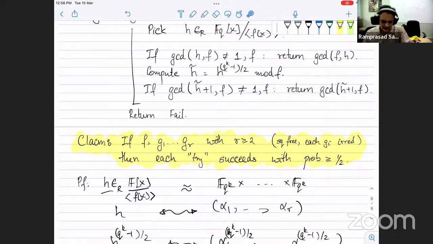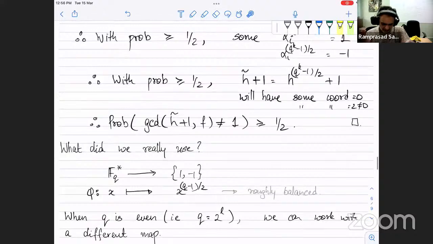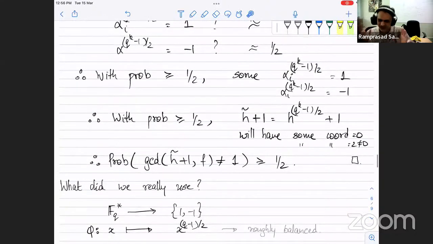Okay, so that's it. This is the Cantor-Zassenhaus algorithm, and I just want to mention a few things. About what we really used in this x to the power (q^k - 1)/2 sort of stuff: the main property is that it's one of these algebraic operations that takes an arbitrary non-zero element in your field to 1 or -1 with probability roughly half.